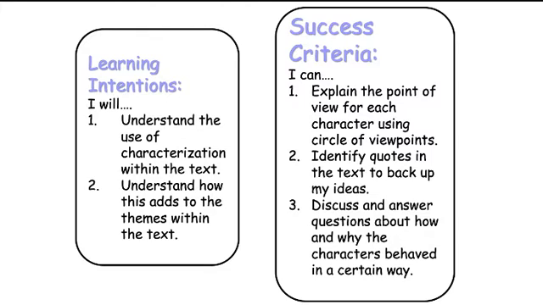Your success criteria is that you should be able to explain the point of view for each character using circle of viewpoints. And don't worry, this will be explained in this lesson. You should be able to identify quotes in the text to back up your ideas and discuss and answer questions about how and why the characters behaved in a certain way.